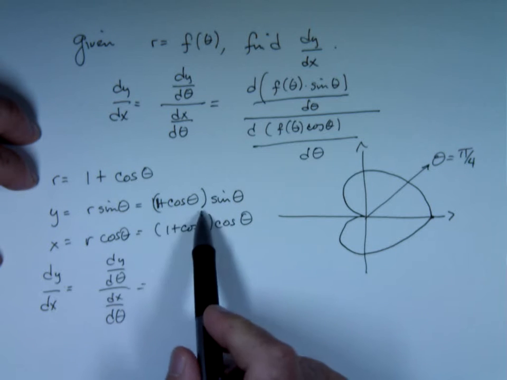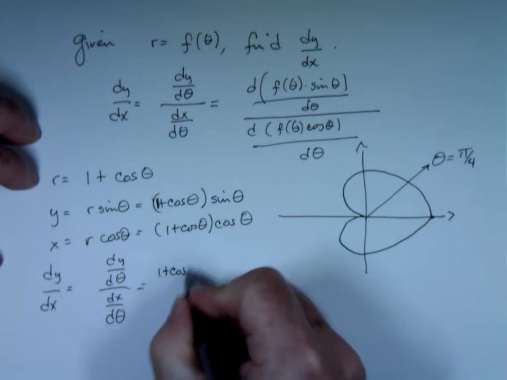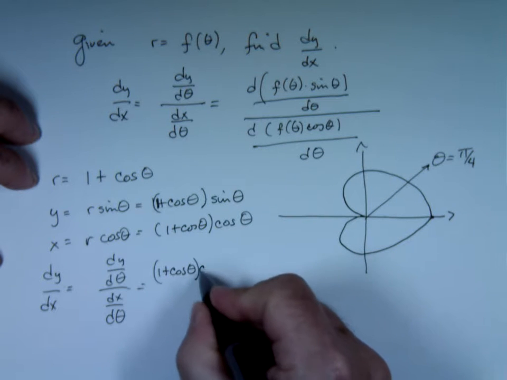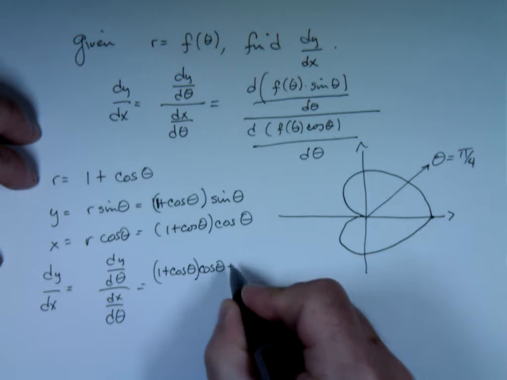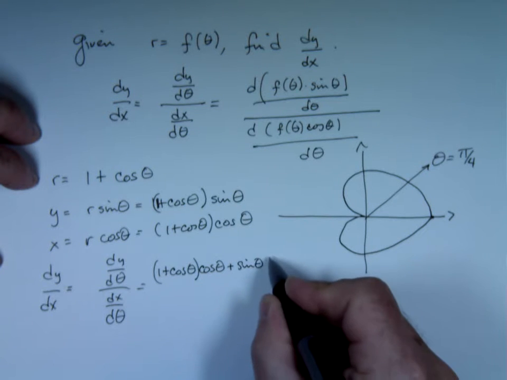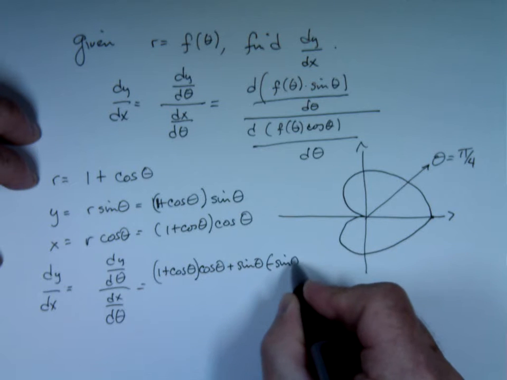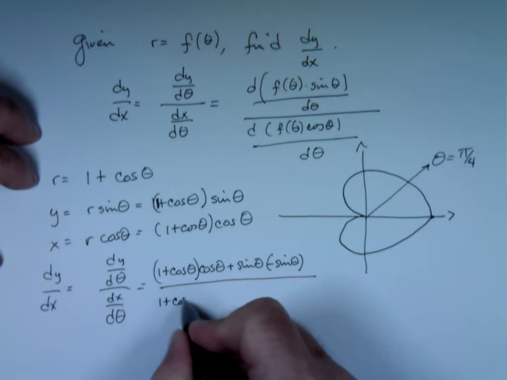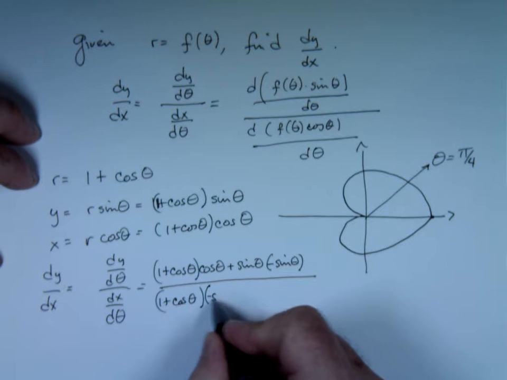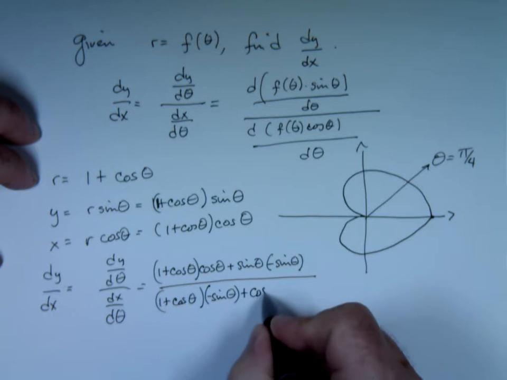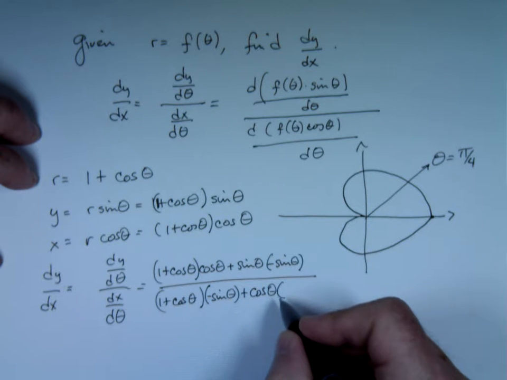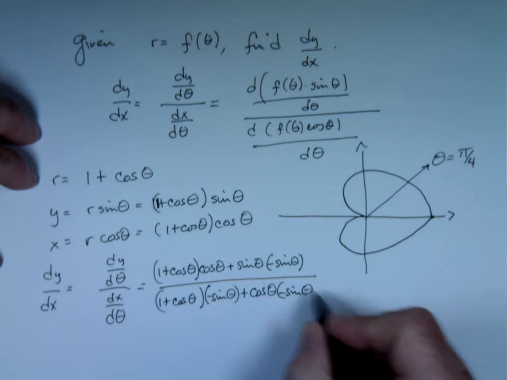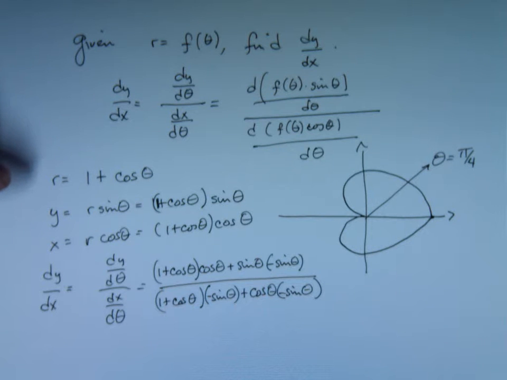All right, this is not pleasant, but we can do it. dy/dx is equal to dy/d theta over dx/d theta. We have to do dy/d theta. It's a product rule: first times the derivative of the second plus second times the derivative of the first, all over dx/d theta: first times the derivative of the second plus second, holy moly, times the derivative of the first.